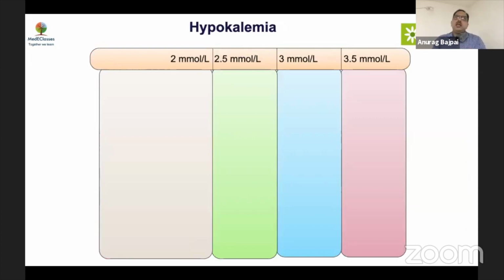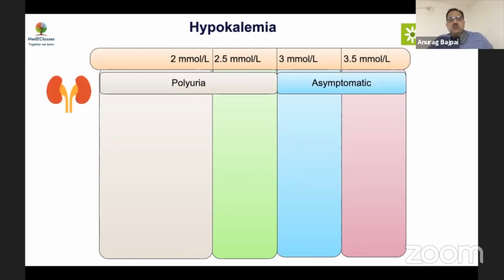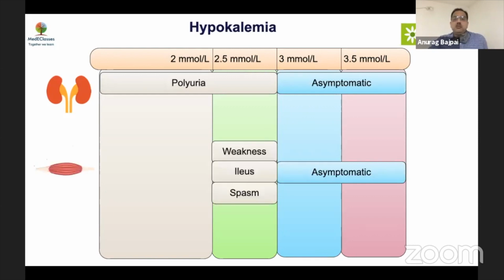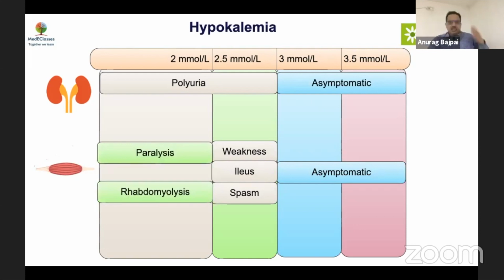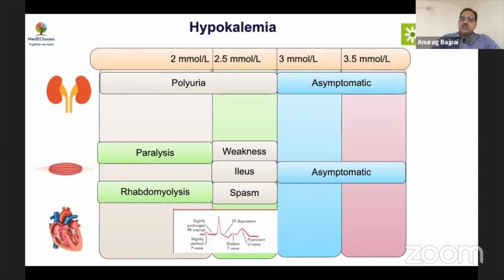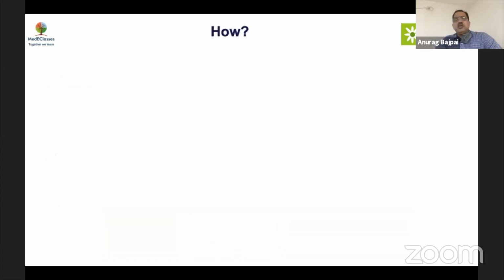Manifestations of hypokalemia are basically neuromuscular. As the potassium levels fall below 2-3, you start developing polyuria. Muscle problems start again around 2.5 to 3: weakness, ileus, and spasm. Paralysis typically is below 2.5, will be quite severe, and very low levels can cause rhabdomyolysis. Cardiac abnormalities typically occur at less than 3. So you have to monitor for ECG changes in anybody who comes to you with hypokalemia.